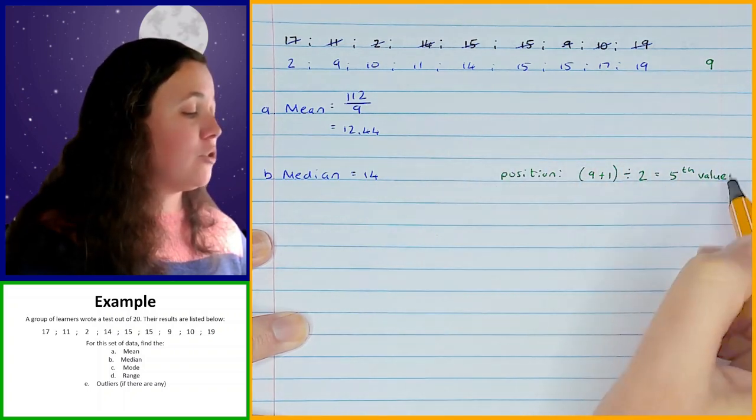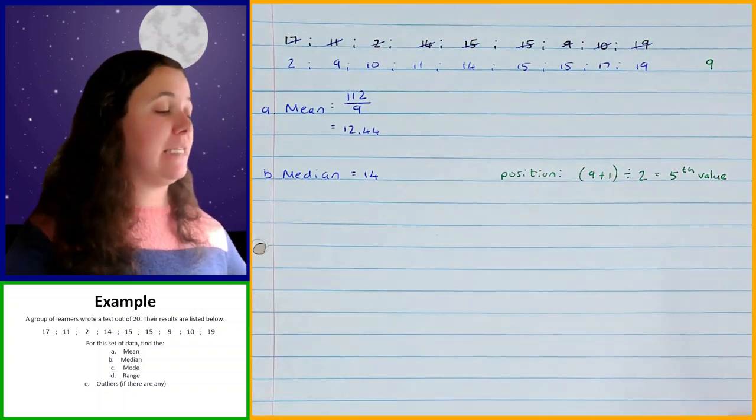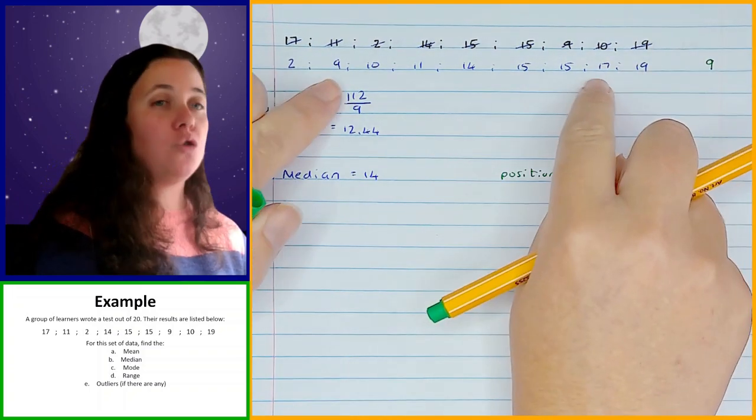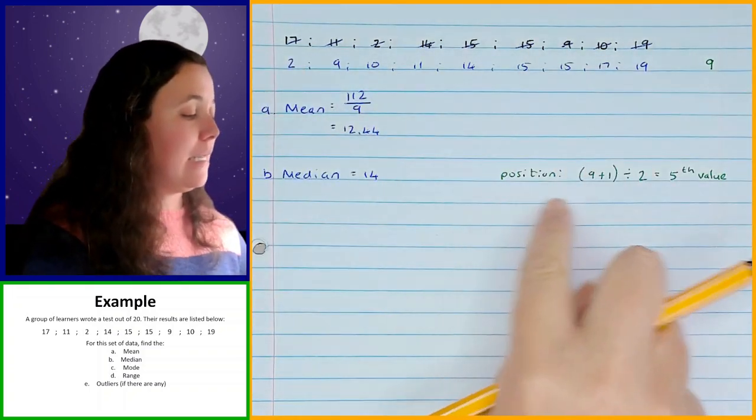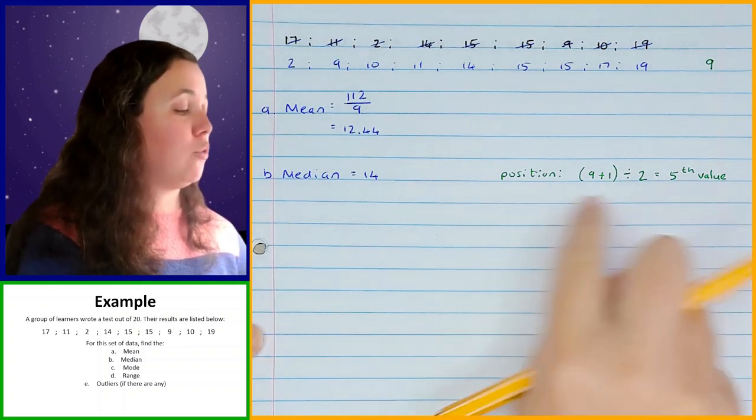So this is an option that you have when you're working with a much bigger data set where it's not as easy to do it this method, okay? It helps to be able to have a method that will always work.